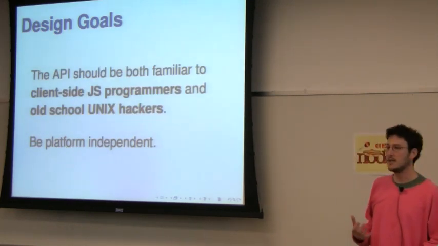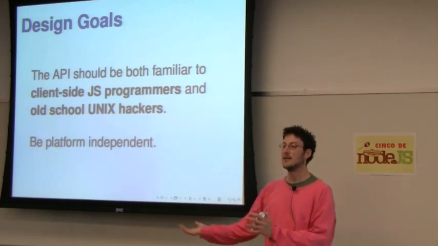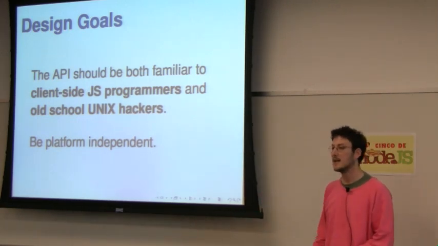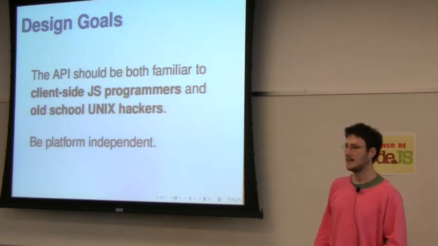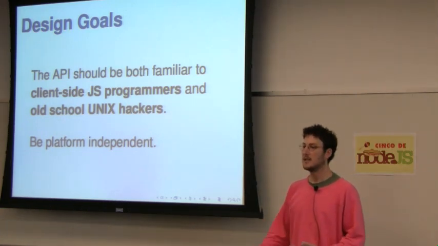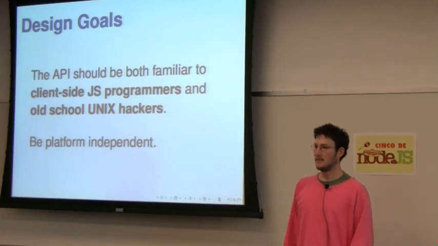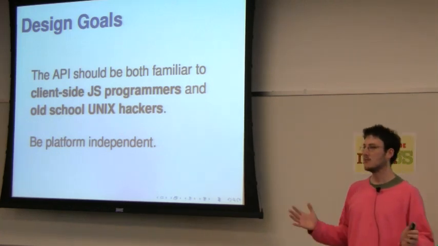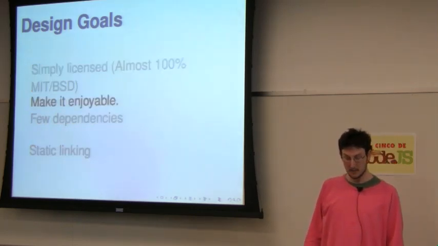And the API should just be familiar. If we're going to have a timeout function for calling a callback in the future, let's call it setTimeout. Let's not make up some new API. But if we're talking about something server side, like TCP connections, let's just use the Unix names for them. I don't want to make up names. And be platform independent, because it's useful.